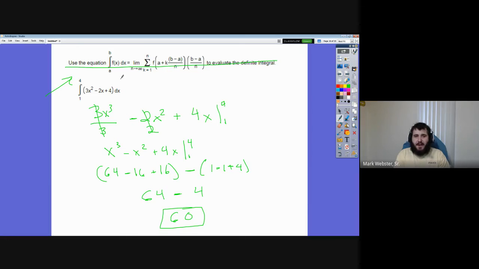You know what I would do if it were me? They would say use the equation this, and I would say as n goes to infinity, the limit of blah blah blah approaches the integral from a to b of this thing. You do that, and if they take off any points, I'll yell at them because that's not fair. There's no reason at all.